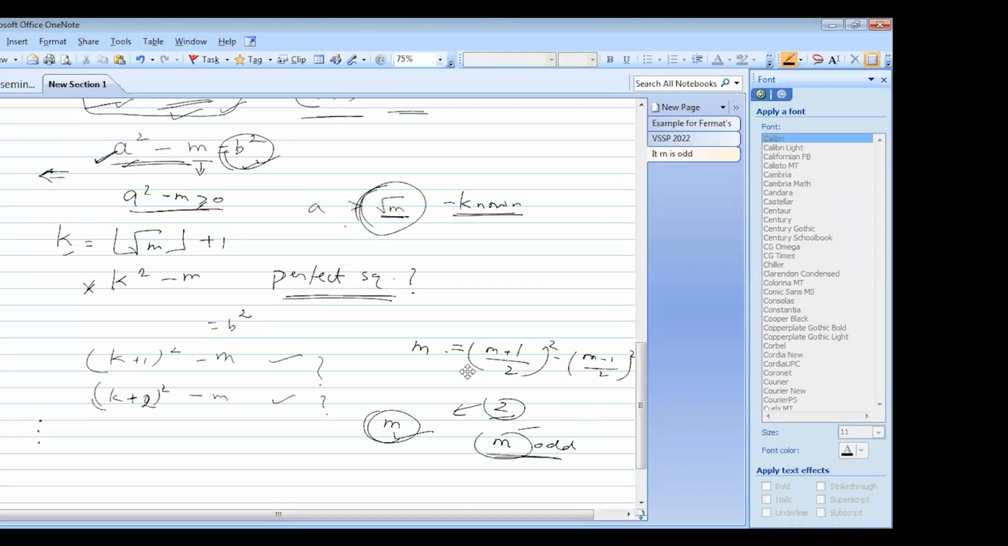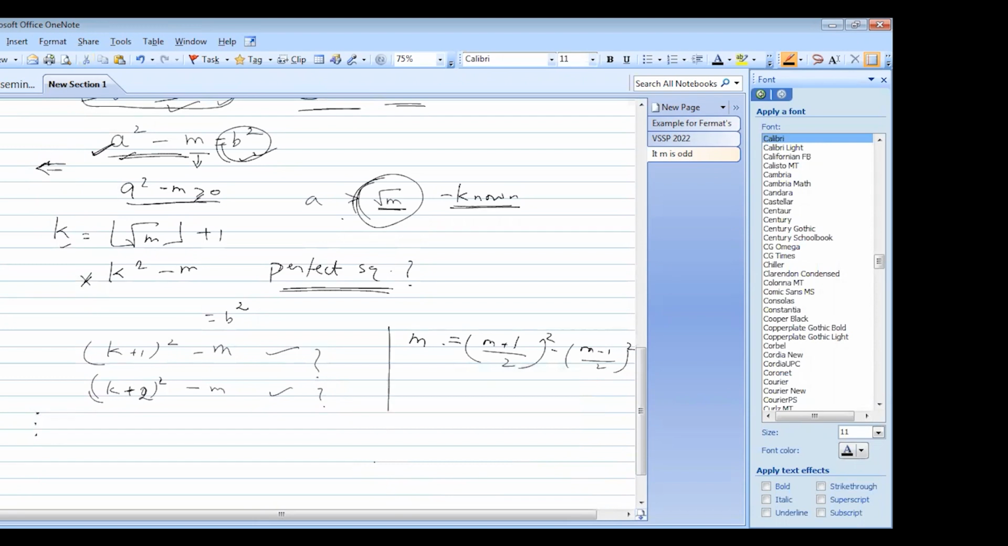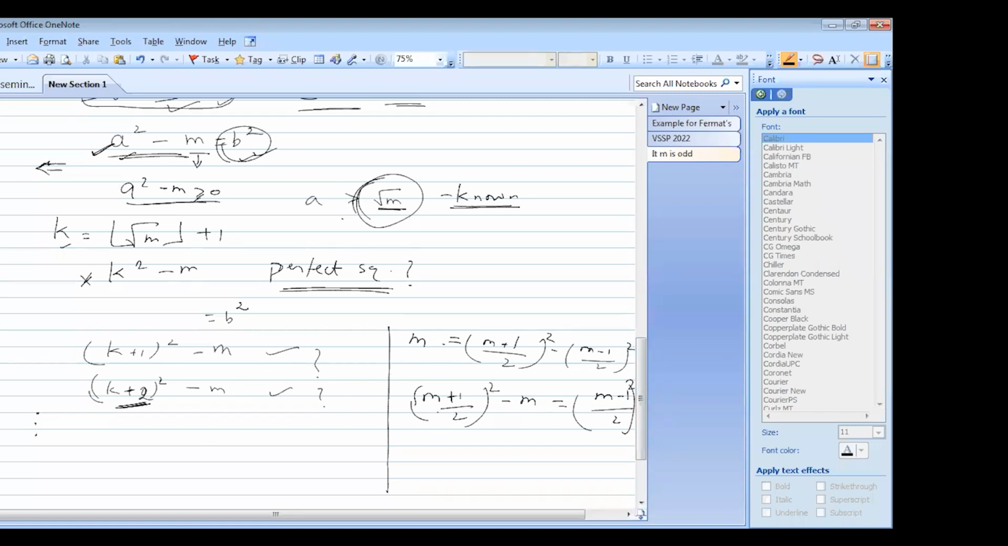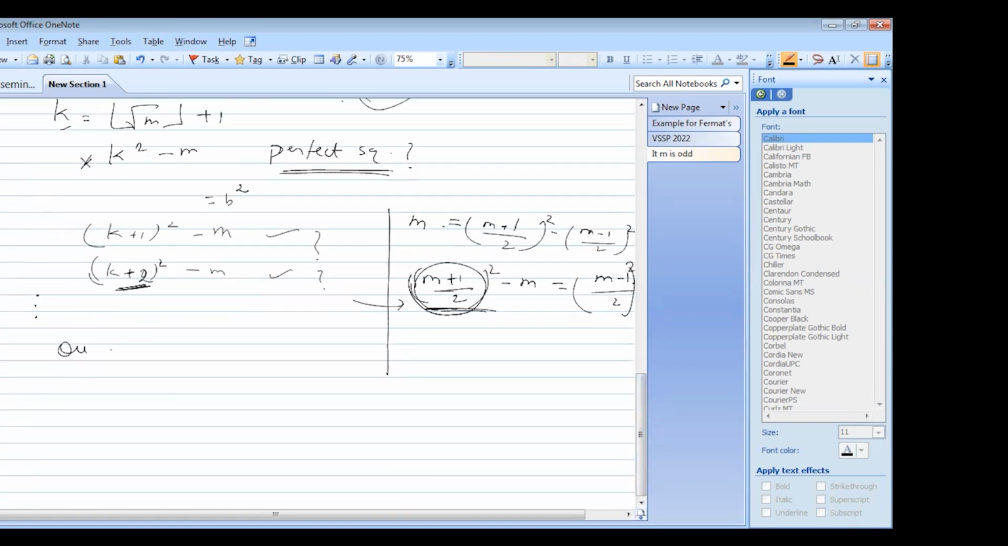This is the same as ((m plus 1) by 2) whole square minus m equal to ((m minus 1) by 2) whole square. So whenever we proceed, ultimately we will touch this (m plus 1) by 2. So our process will stop after some finite step. This way it helps us to find the factors. We'll do an example for this.